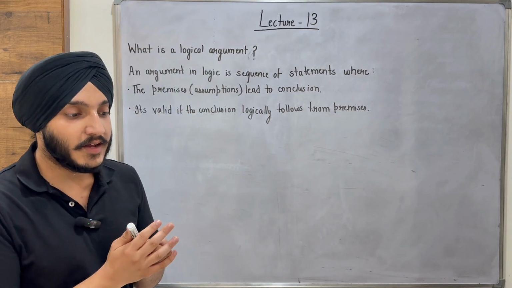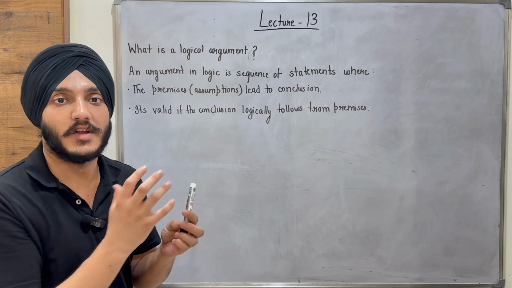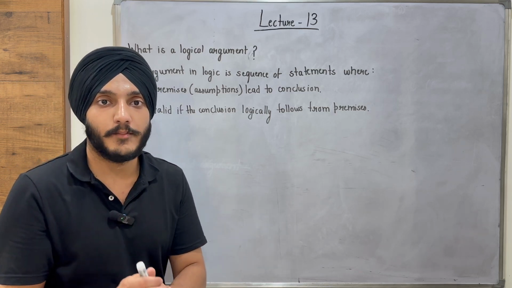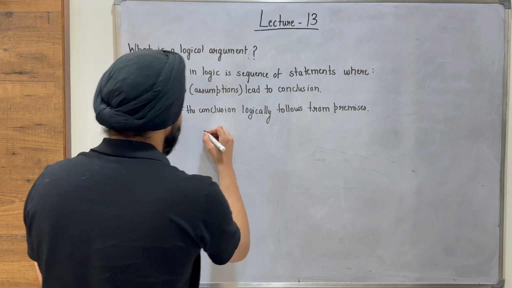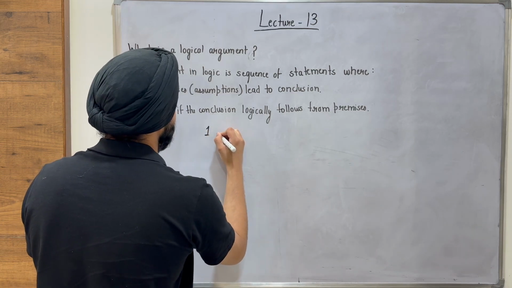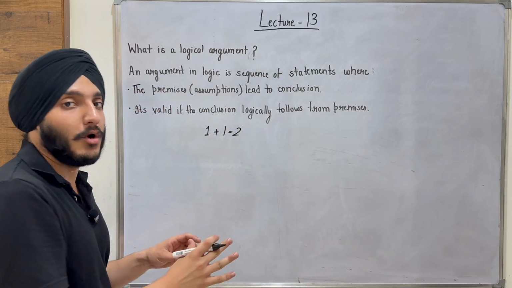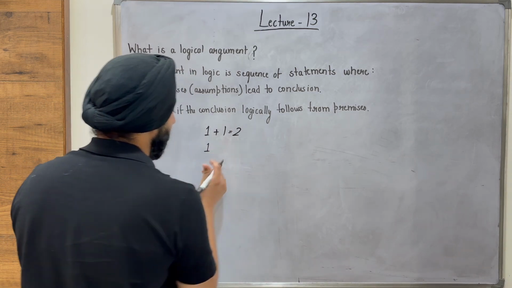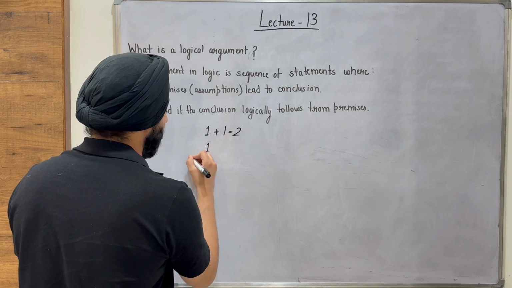The basic idea is I have some points, some premises or assumptions that I make. Using those assumptions, I want to come to a conclusion. I'll try to give a basic example. Let's say I want to say 1 plus 1 equals 2. This is something that I want to prove. So I'm going to say, okay, 1 is a value which is equal to 1. And this is the addition sign.